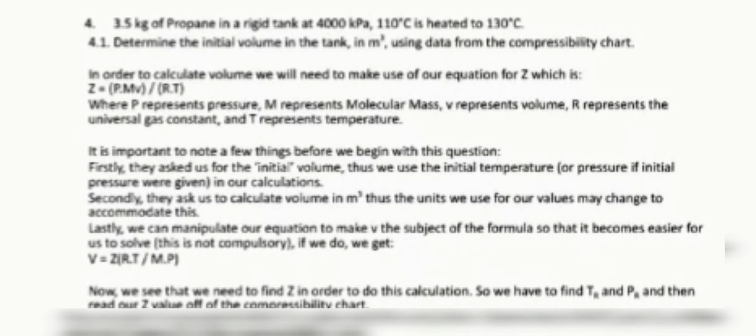Before we begin, it is important to note that firstly, they asked us for initial volume, hence we have to use initial values when we substitute in for our variables. Secondly, they ask us to calculate volume in meters cubed, so we have to use values and units that accommodate this. Lastly, we can manipulate our equation to make V the subject of the formula. This makes it easier. When we do this, we get this equation.